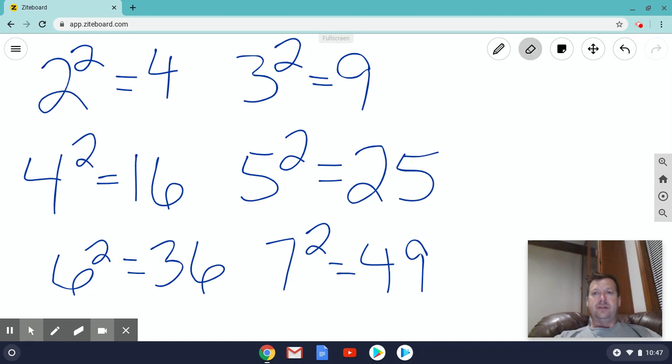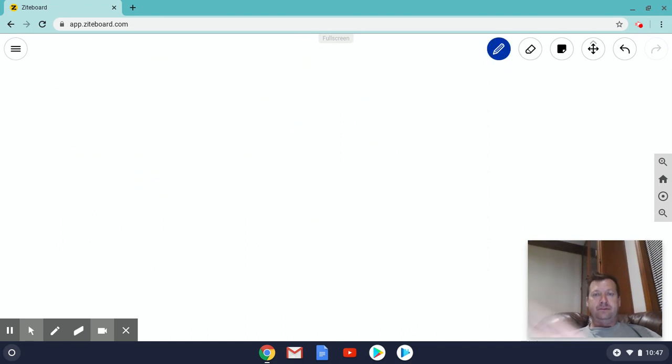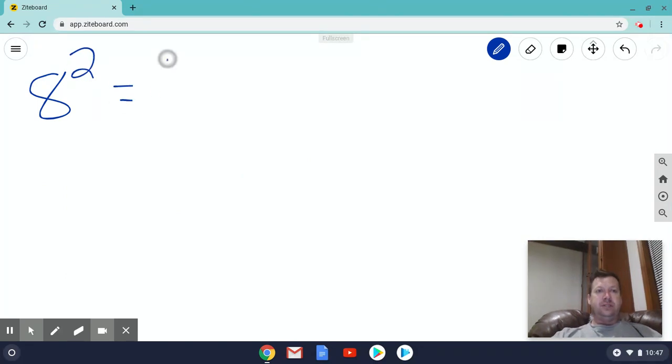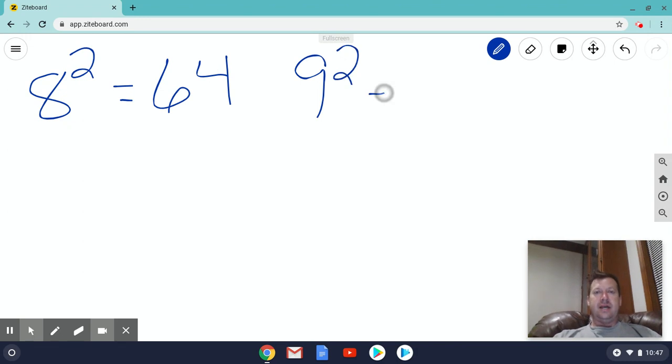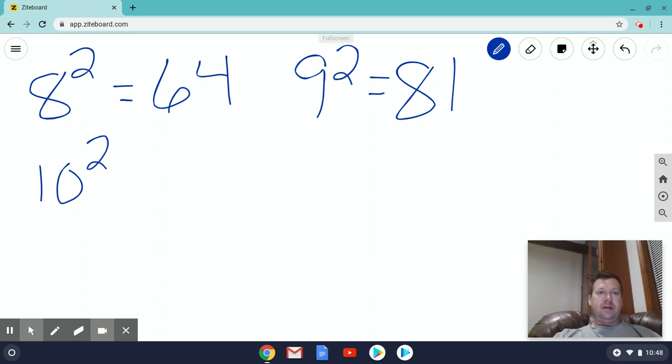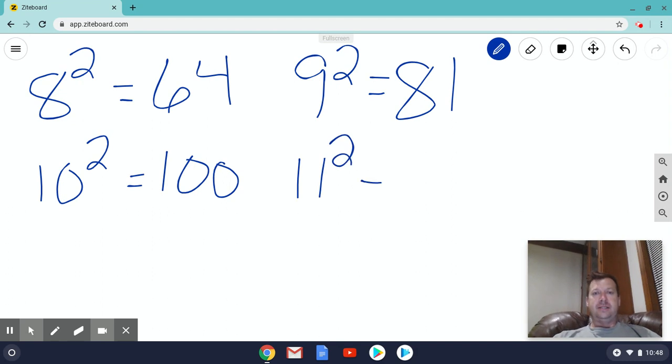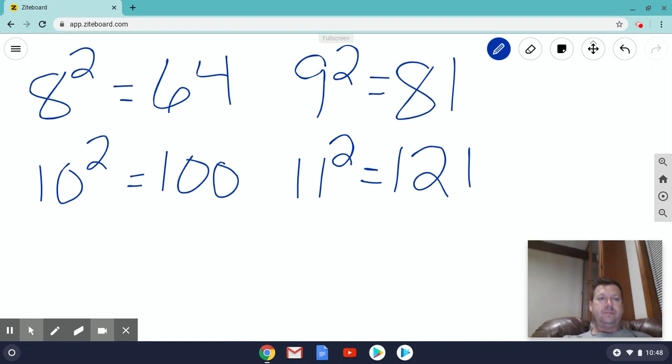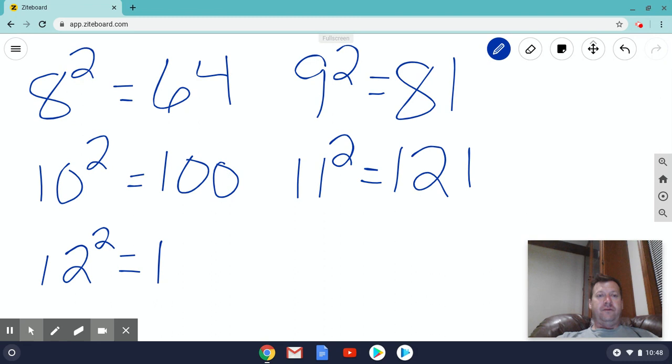I'll clear the screen so we've got more room to keep going. 8 squared means 8 times 8, which equals 64. 9 squared means 9 times 9, which is 81. 10 squared, 10 times 10, which is 100. Now we might get into some that you've forgotten or don't have memorized still. 11 times 11 is 121. 12 squared means 12 times 12, which is 144.